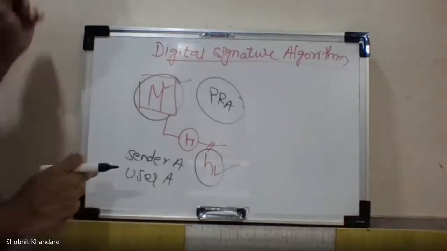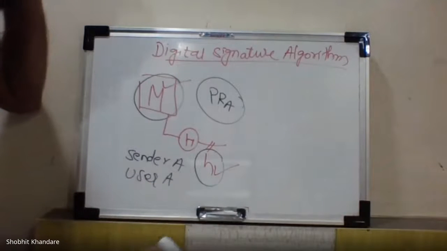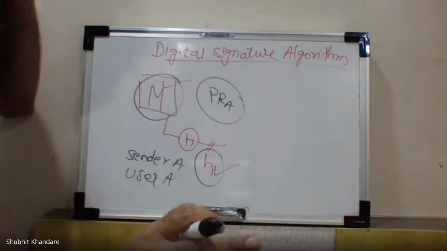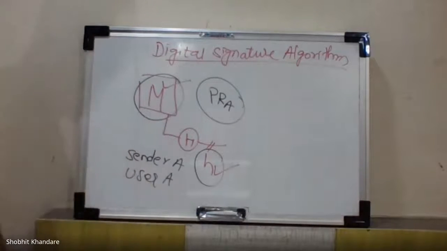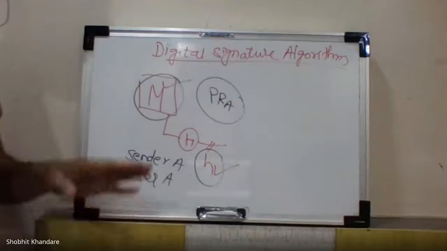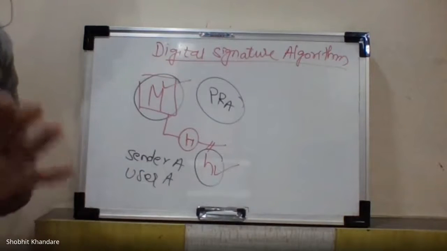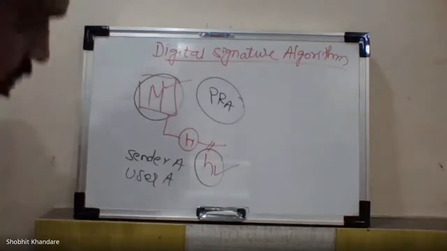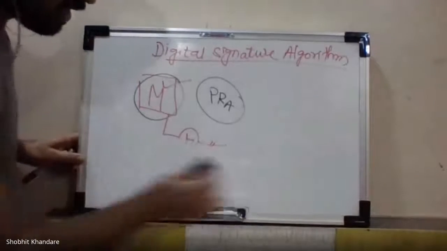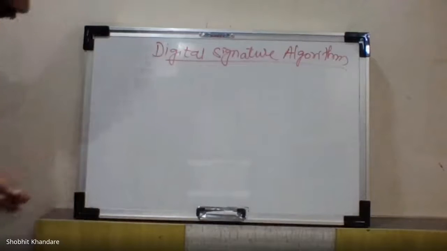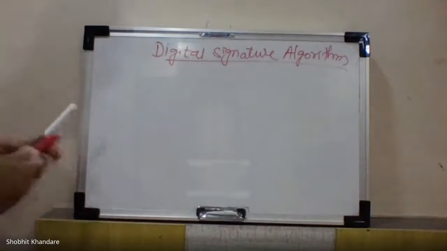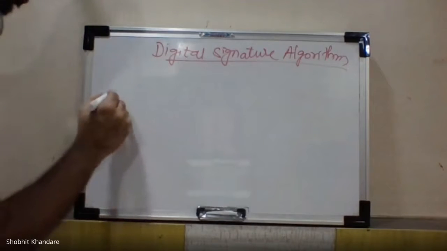And for the second sentence, the sender will never provide its own private key. Please draw this diagram. This is a block diagram in general. That is, you have a message.